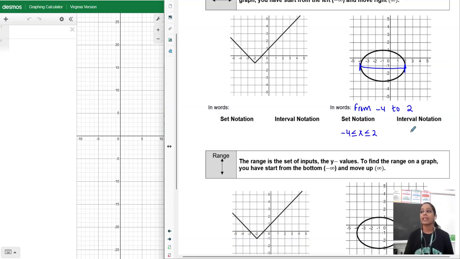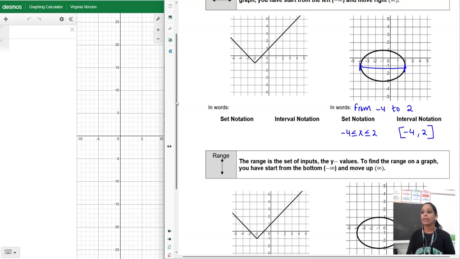And then for interval notation, we use parentheses or brackets. For example, right here, we give the two numbers between -4 and 2, and then we use a closed bracket, a square bracket, to show that it's included. I'll show you when it's not included, like with open circles, in some examples coming up. But the main thing here is to find the domain and be able to express it using inequalities or interval notation, okay?